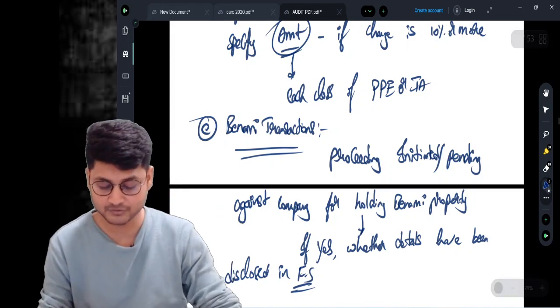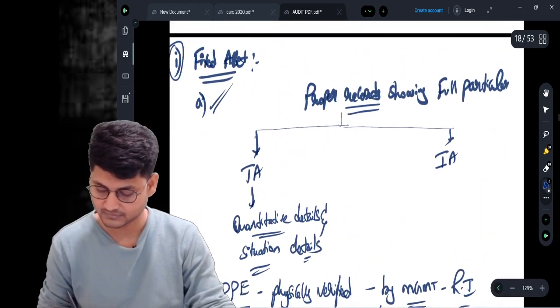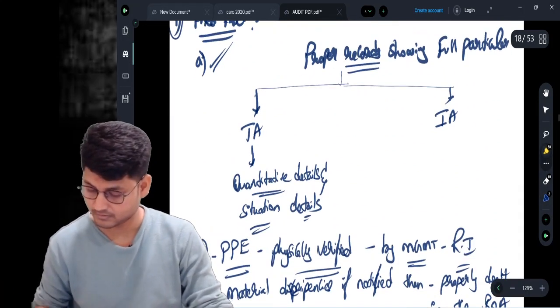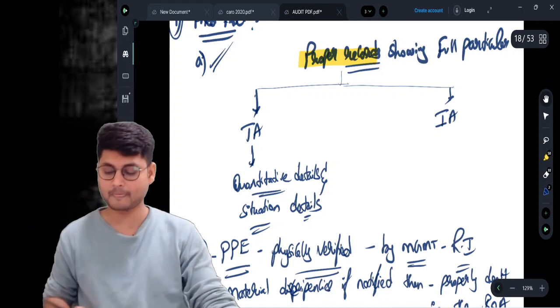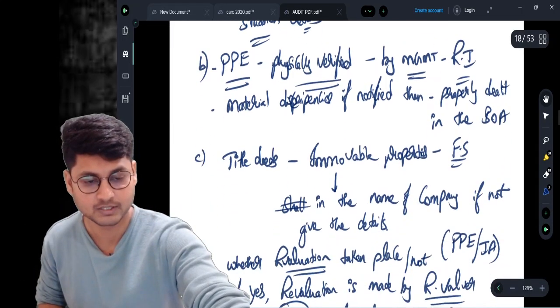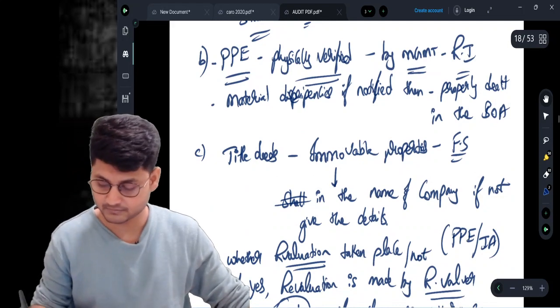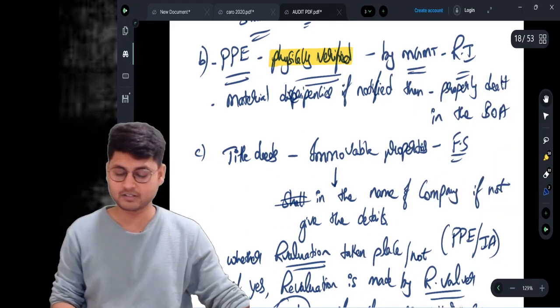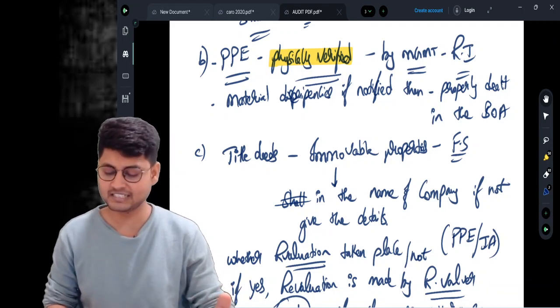So let us highlight these notes. See, it is talking about fixed assets, proper records. Come to point number 2. It talks about whether the assets are physically verified or not.